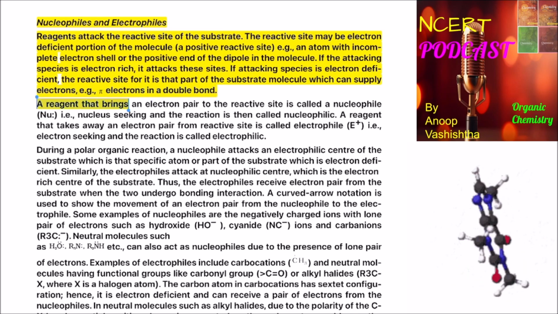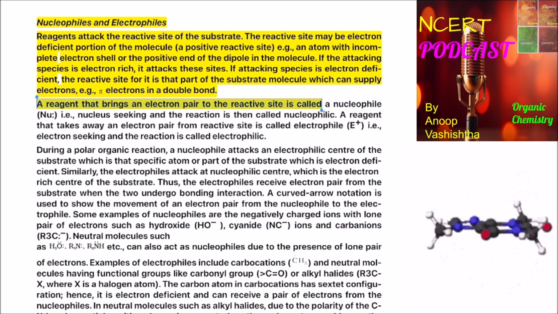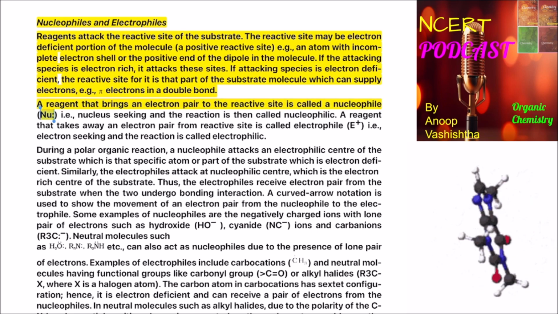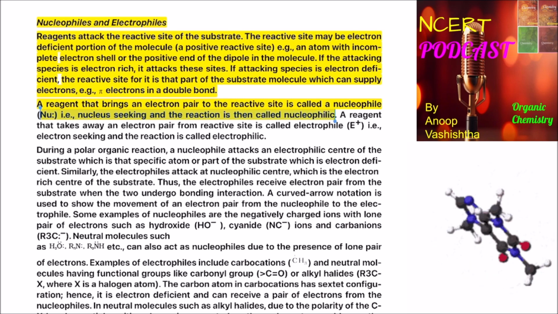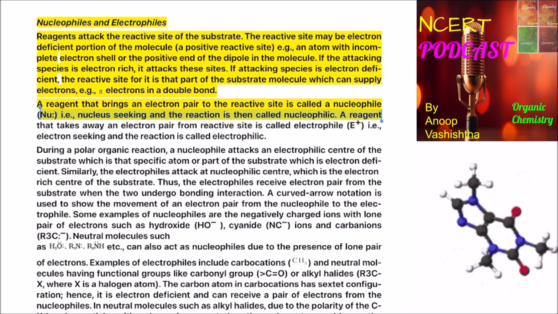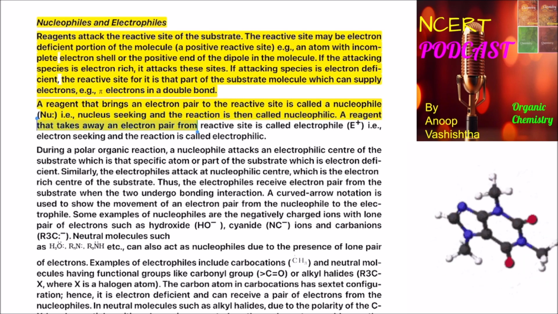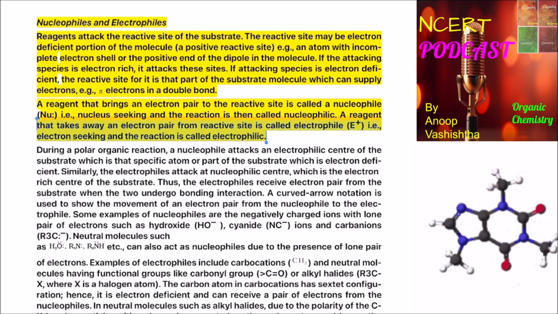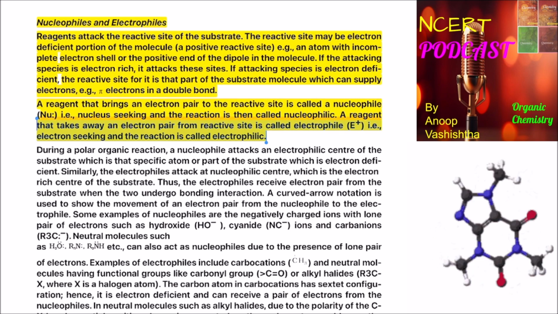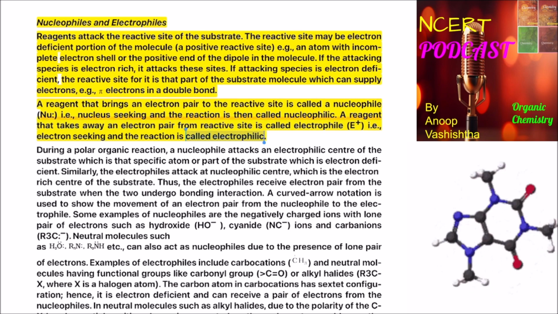A reagent that brings an electron pair to the reactive site is called a nucleophile, Nu. That is, nucleus seeking, and the reaction is then called nucleophilic. A reagent that takes away an electron pair from the reactive site is called an electrophile, E+. That is, electron seeking, and the reaction is called electrophilic.